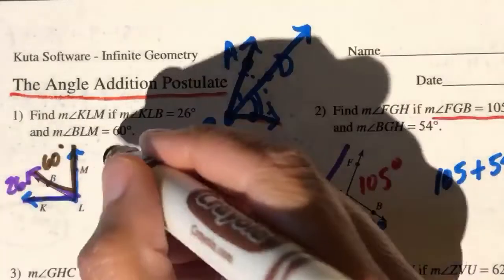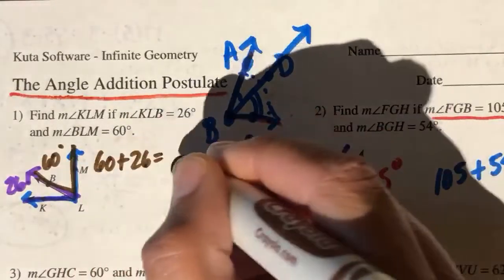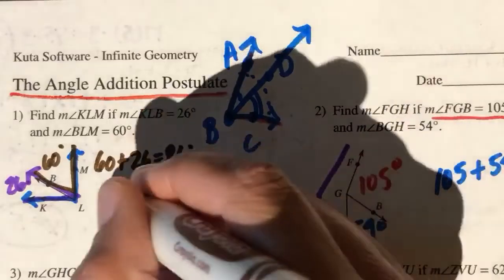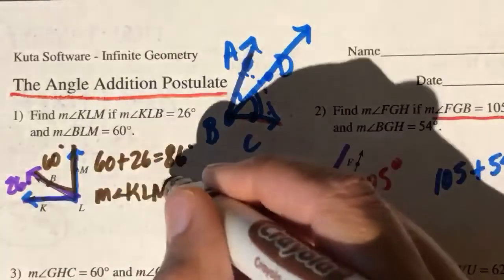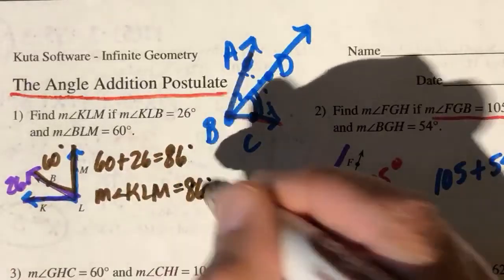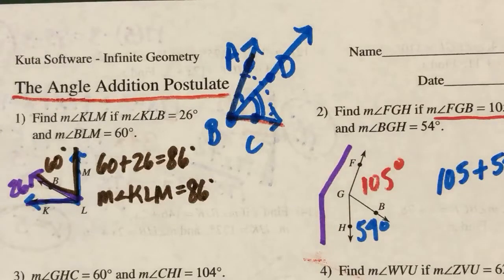So I've got 26 and 60, so 60 plus 26 gives me 86 degrees. So the measure of angle KLM, which is the big one, is equal to 86 degrees. And that's a simple application of the angle addition postulate. That's on the front of your assignment. Most of you seem to do okay on this part. You have more trouble with the back. So I'm going to go ahead and switch to the back now and maybe do a couple of questions on the back.